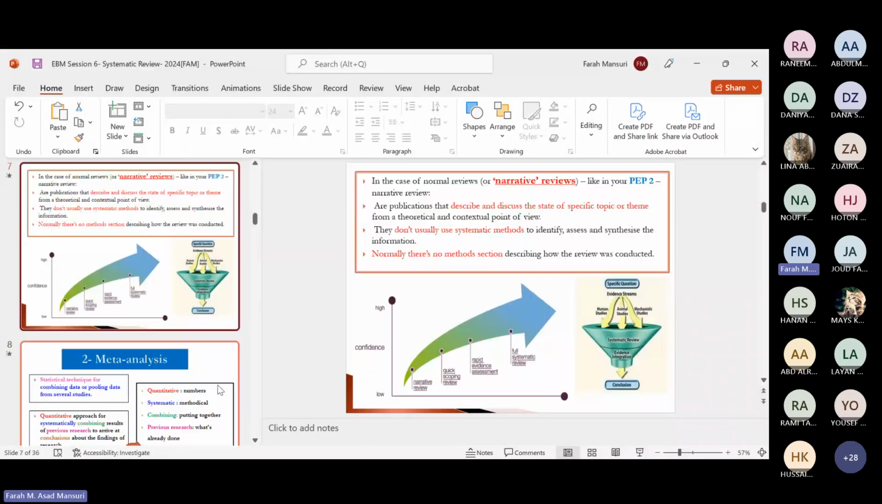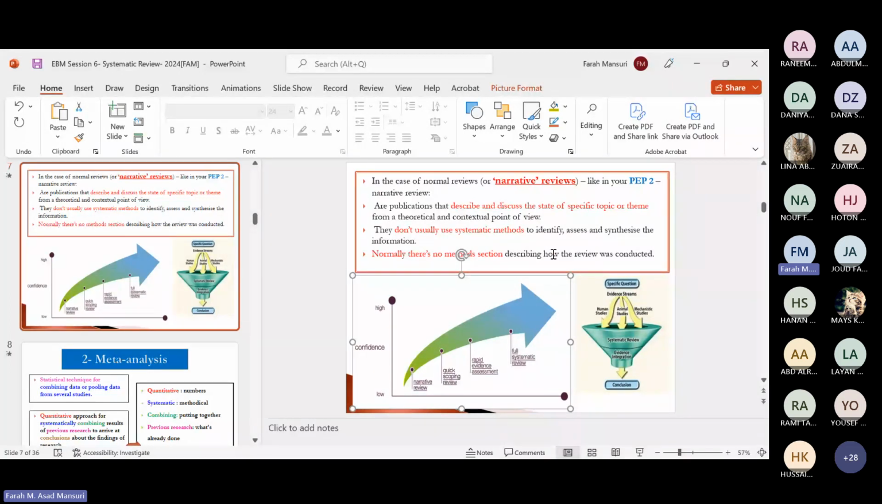In contrast to systematic review, there are narrative reviews, which are actually part of your PEP2, where we see how narrative reviews are different from systematic review. In systematic review, we select a very specific objective, while in narrative review, your objective may be a broader one, and there is more of a theoretical explanation of the problem rather than something practical or results-based.